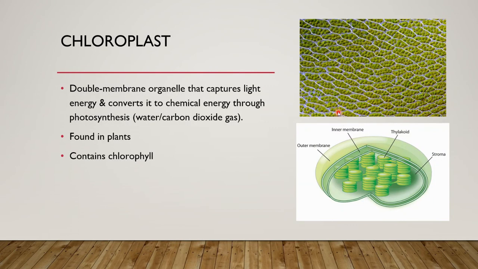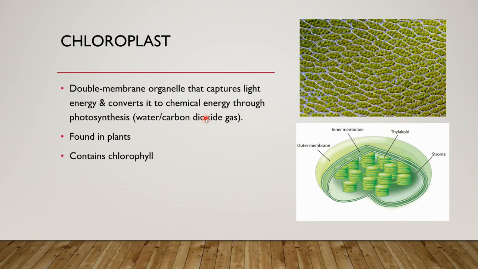In a plant, you have something called a chloroplast. Some protozoans also contain chloroplasts. But when you think of chloroplasts, you should think of just plants. What is this? A chloroplast is just a double membraned organelle seen here that captures light energy and converts it into chemical energy through a process called photosynthesis.